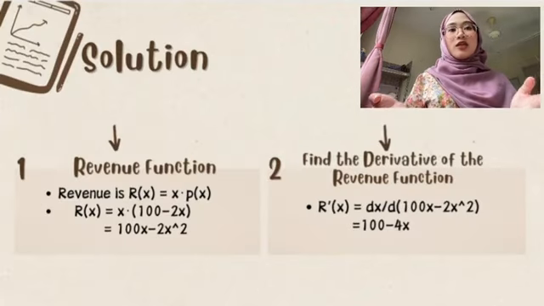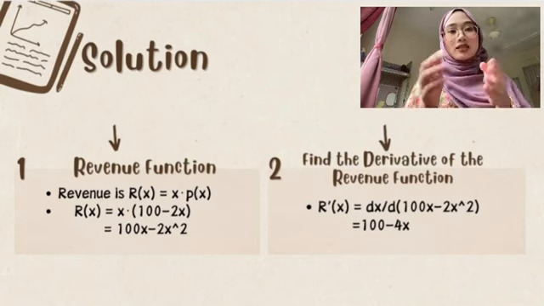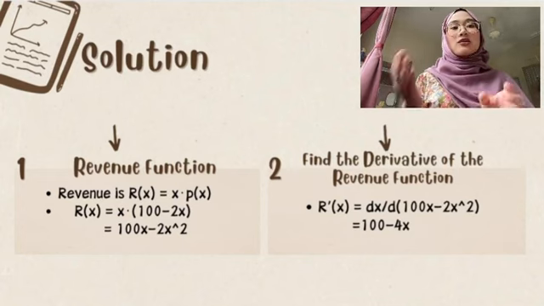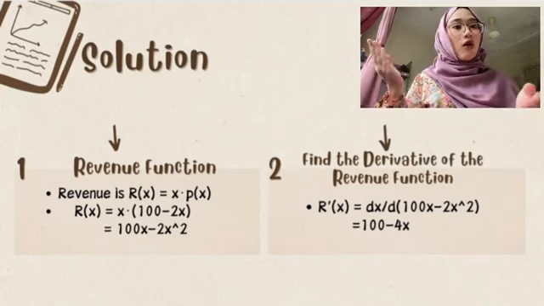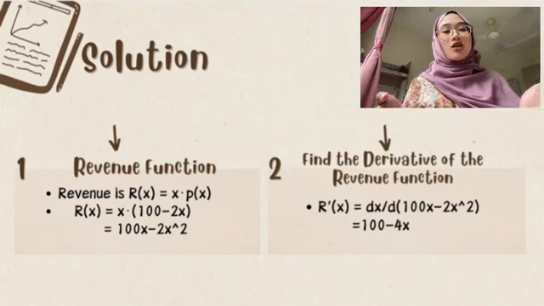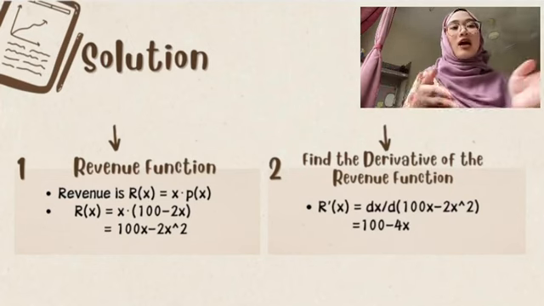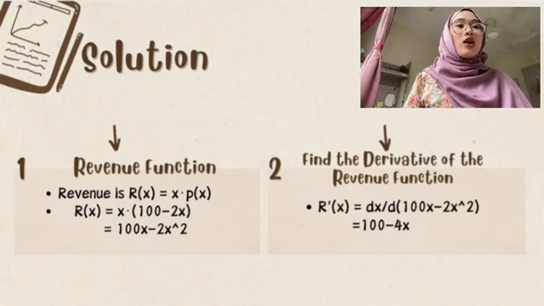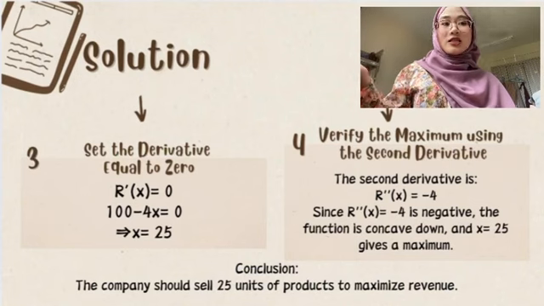As for the solution, first, you have to find the revenue function. So revenue is R(x) equals x times P(x). So R(x) equals x times (100 minus 2x), and we will get 100x minus 2x to the power of 2. The second step is to find the derivative of the revenue function. So R'(x) equals d/dx of (100x minus 2x^2), and we will get 100 minus 4x. The third step is to set the derivative equal to 0.